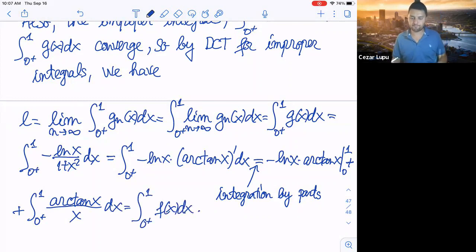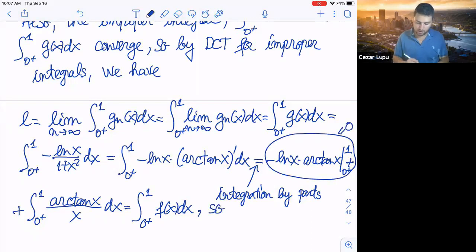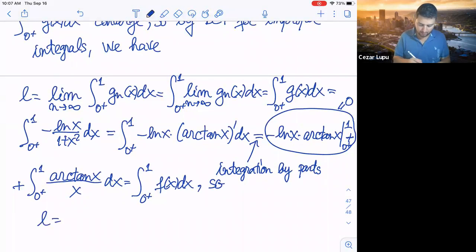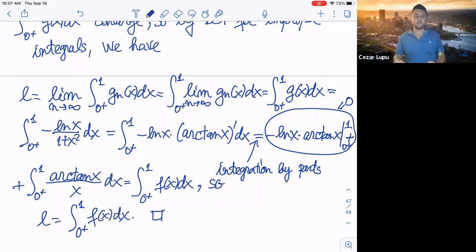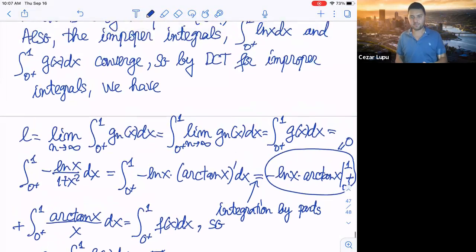You can show that the boundary term is actually 0, so you don't care about this one. And I'll leave this to you as an exercise. So this means that L is nothing else than just the integral from 0 plus to 1 of f of x dx. And we're done. It was a pretty nice problem.